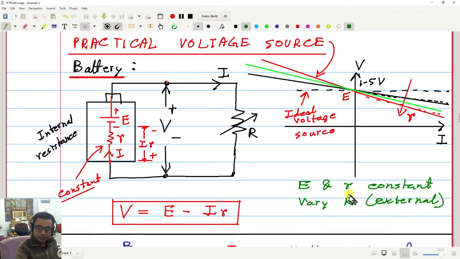Okay, so therefore the current will change as well as the terminal voltage will also change. And then you plot a graph that will be a straight line. Okay? Yes. Okay, thanks.